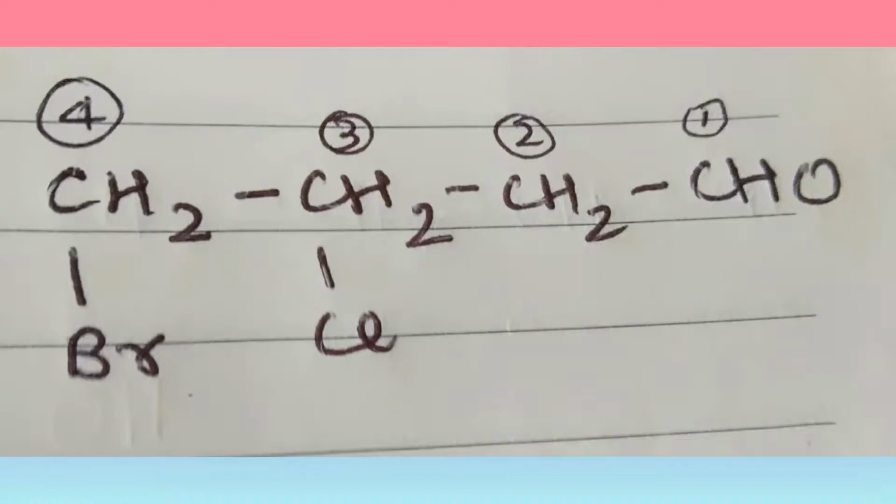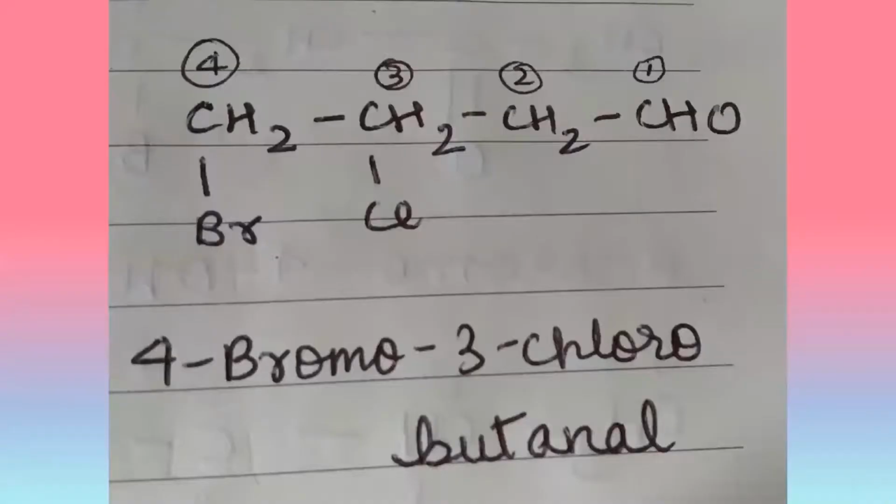So whenever you're writing down the name here, we are always in a dilemma whether we should write bromine first or chlorine first. But according to alphabetical order, the B for bromine comes before the C for chlorine, and hence the name goes as 4-bromo 3-chloro-butanal.